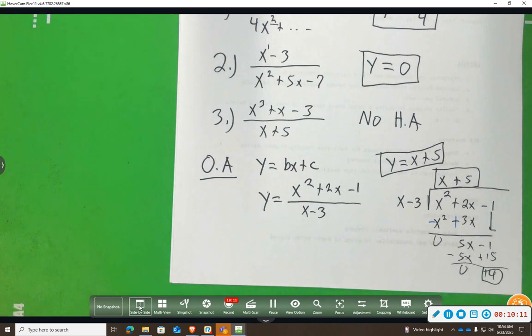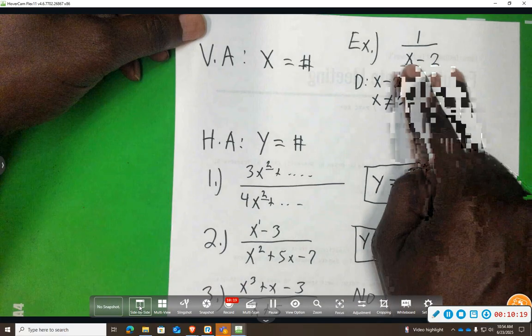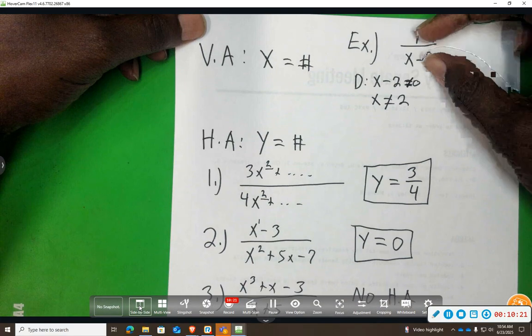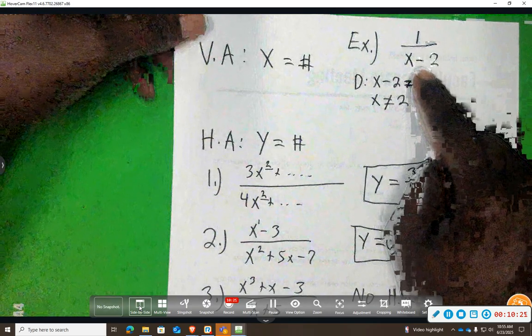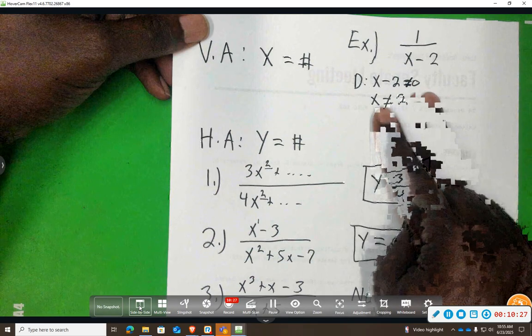So this will just be a rough overview, and I'll refer to these guidelines. So vertical asymptote, focus on the denominator. You would have to make sure there's no common factors in the numerator and denominator. Set the denominator equal to 0. That will give you your domain and your vertical asymptote.